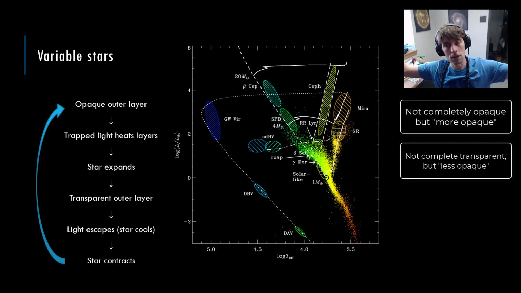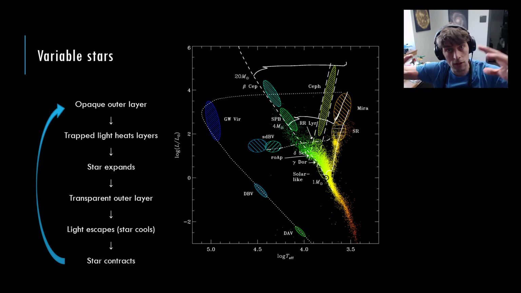Okay? Star cooler, contracts, traps light, starts getting warmer, expands. Outer layer becomes transparent, star begins to contract, etc., etc. It just keeps going back and forth.